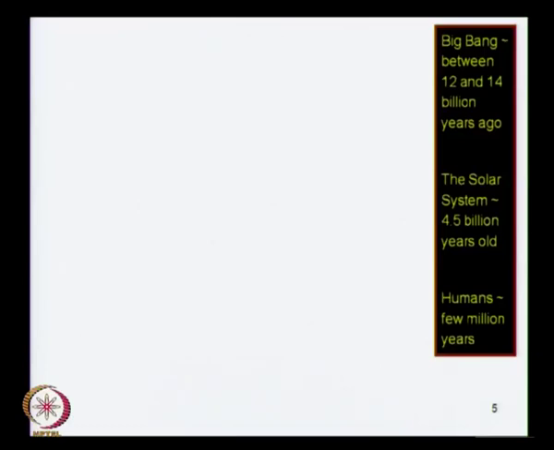In this, the solar system itself is about 4.5 billion years old, and us humans, the Homo sapiens, perhaps are a few million years old. So, of course, there was no understanding amongst the humans at any time prior to this, because there were no humans. So, our knowledge of the solar system, of the universe, is quite young compared to the life of the universe itself.